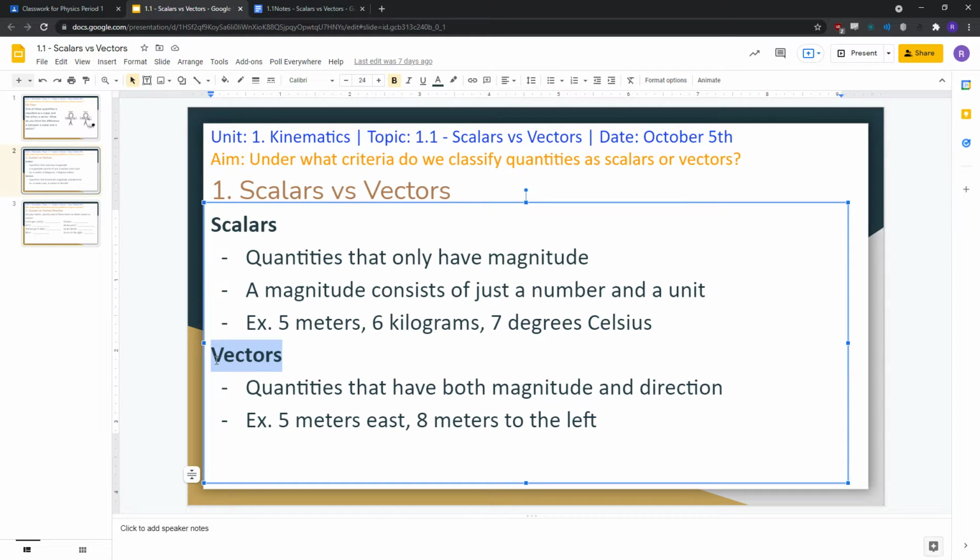So let's move on to vectors. Vectors are quantities that have both magnitude and direction. So there's something added here: direction. Vectors have direction in addition to magnitude. For example, 5 meters east, 8 meters to the left. So long as it has a direction and a magnitude, we can call it a vector. And that's really the only difference between a scalar and a vector.